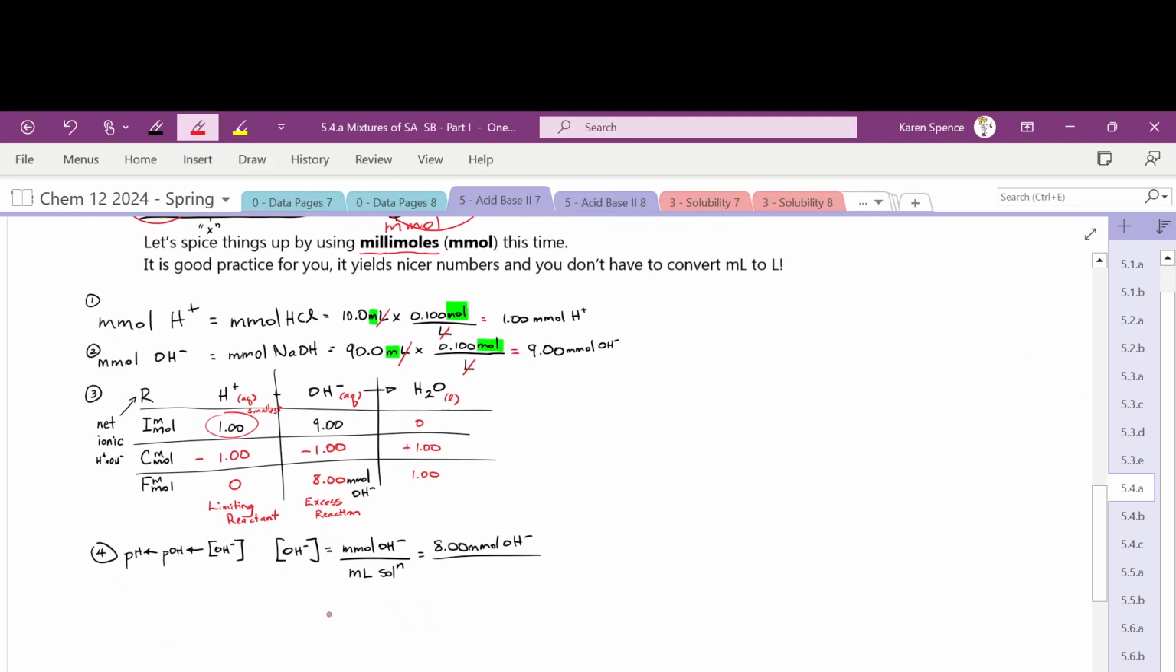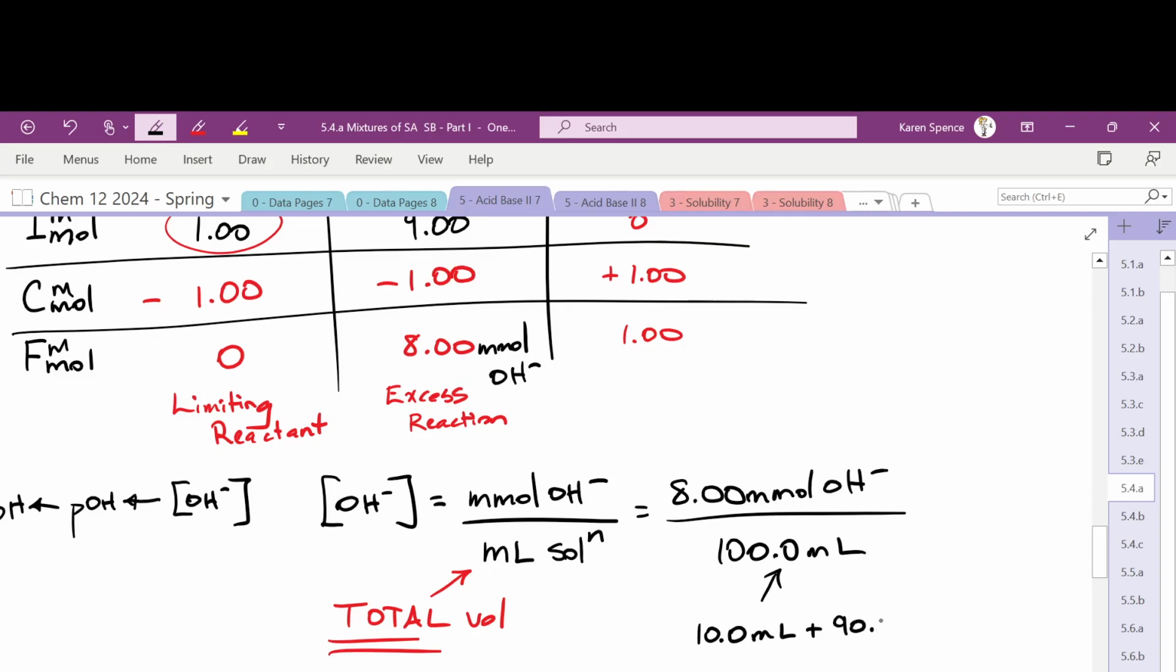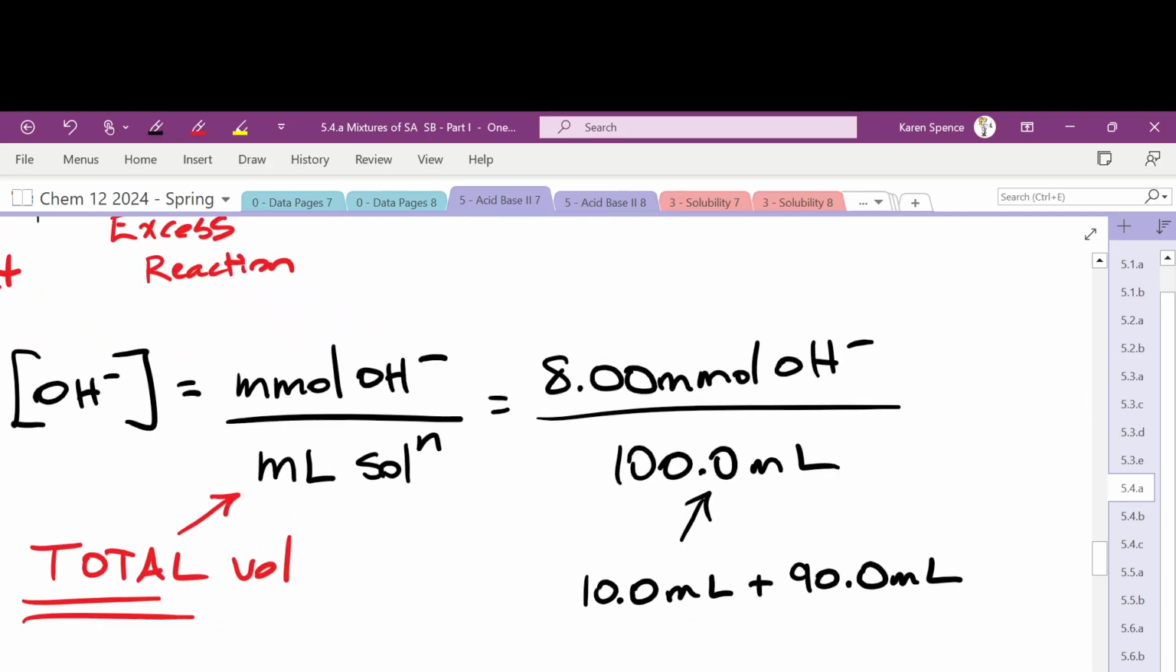Okay, so this needs to be your milliliters of solution, which is the total volume. So that is going to be 100 milliliters, which is 10 milliliters plus 90 milliliters. How many sig figs in that 100 milliliters? There are 4 sig figs, because remember we go to our first uncertain digit, which is the 0.1 position.